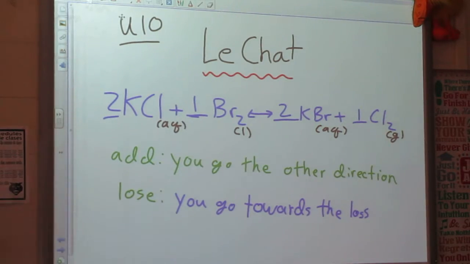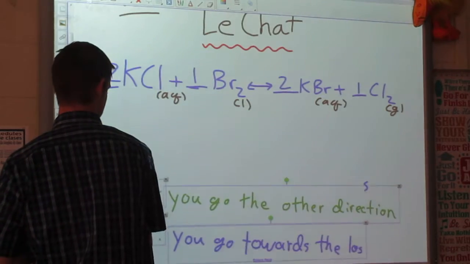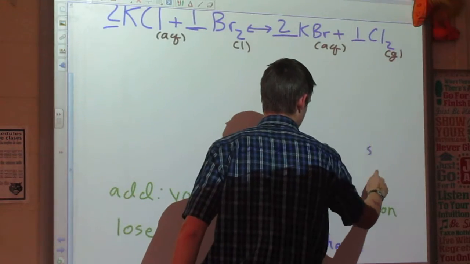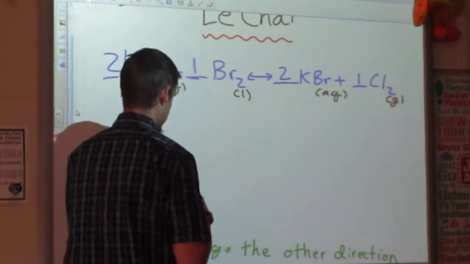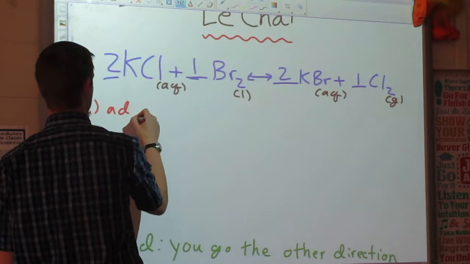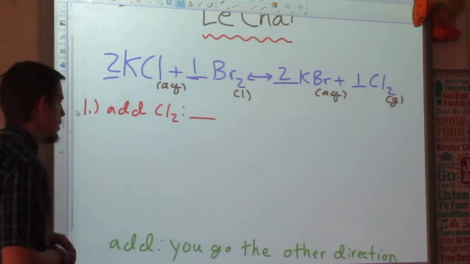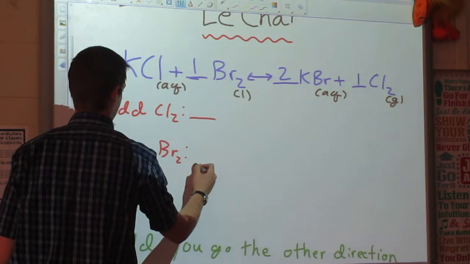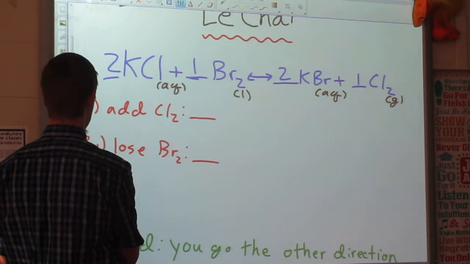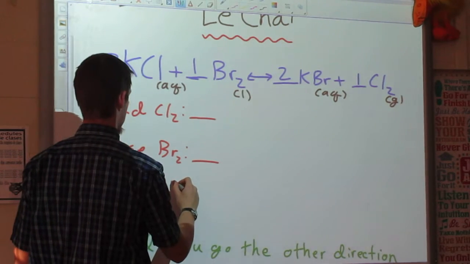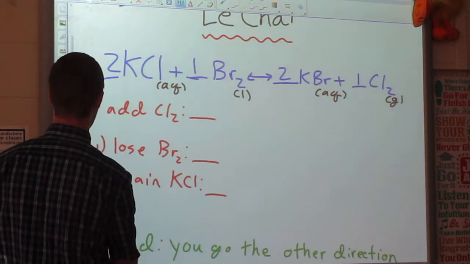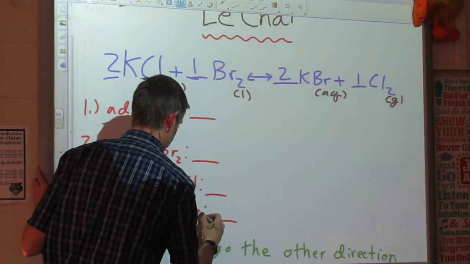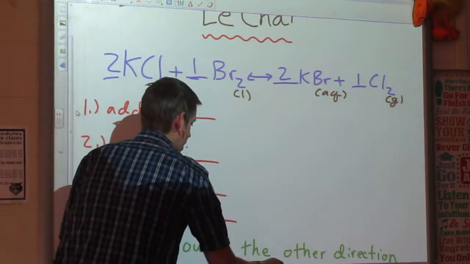So here's what this looks like. Now, I'm going to throw these at the bottom so we have some space. So what if I do this? I'm going to add Cl2. I'm going to lose Br2. I am going to gain KCl. And I want to lose KBr. Okay, so we're going to do these four prompts.